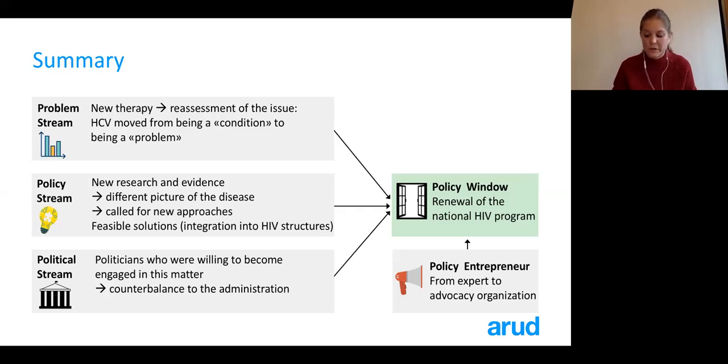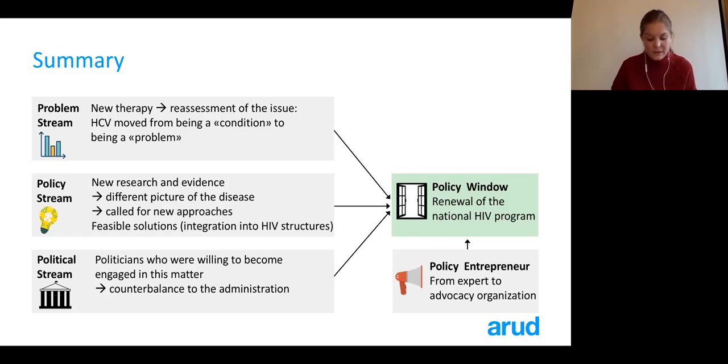Then in the policy stream, because of these new therapies, more funding was made available by the industry and more research was done. This new evidence painted a different, more detailed picture of the disease: that hepatitis C is a systemic rather than just a liver disease, with corresponding implications for the therapeutic indication. And this in turn called for new approaches. So the experts in the policy stream came up with several ideas and solutions on how to reach the vision of eliminating hepatitis C. And one of the solutions that was seen as being technically feasible and easy to implement was the integration of hepatitis C into the HIV structures.